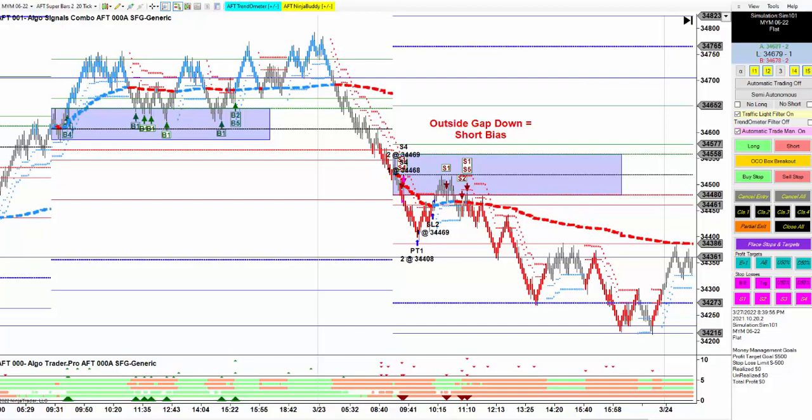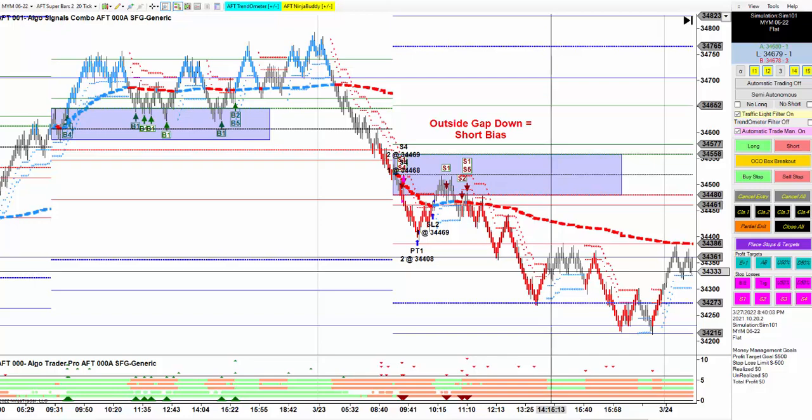This is the Algo Futures Trader Weekly Market Roundup, and this is looking at Wednesday's trading action here. This is our AFT 7 for NinjaTrader 7. This is an opening morning breakout strategy. It's pre-programmed, so the template is built in.